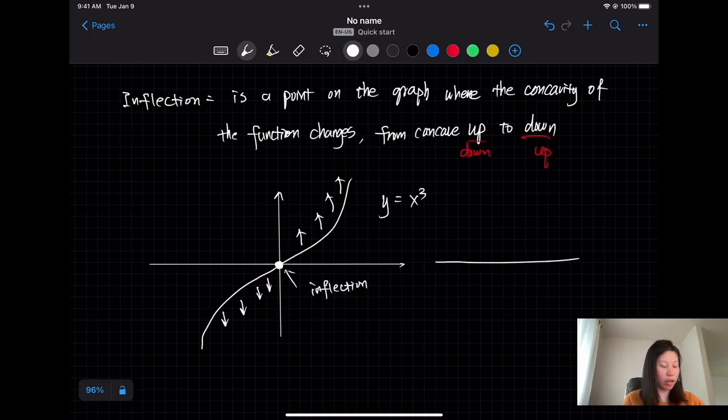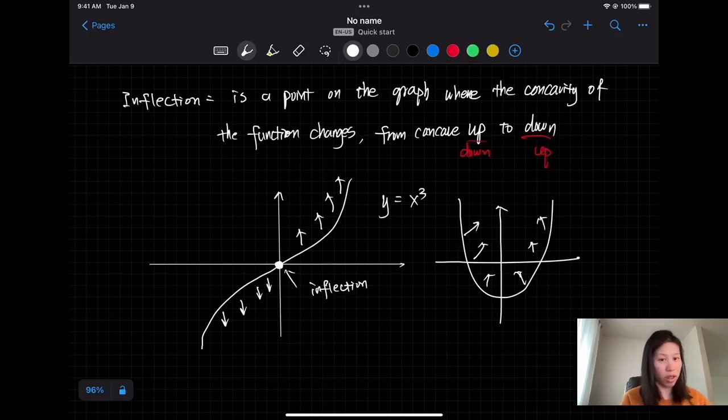So now take a look at a parabola like this. Is there any inflection point? No. Yes, the function goes from decreasing to increasing, but for the function itself, the concavity is up the whole time. It's always concave up, so there's no concave down. The concavity doesn't change, which means there is no inflection point.